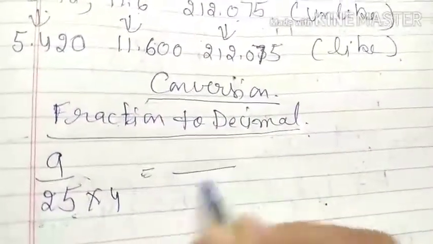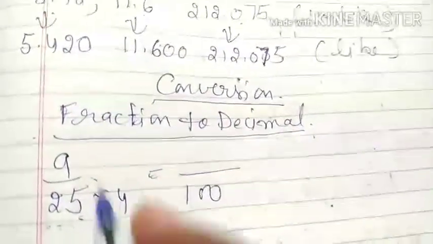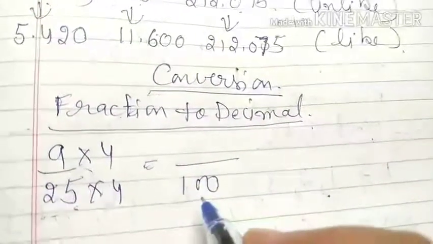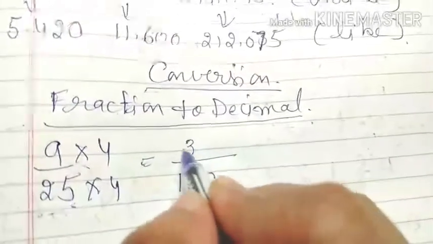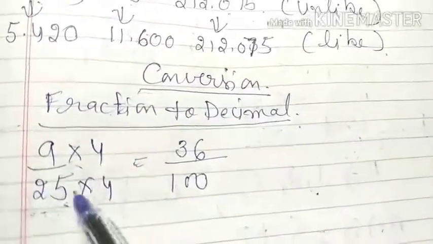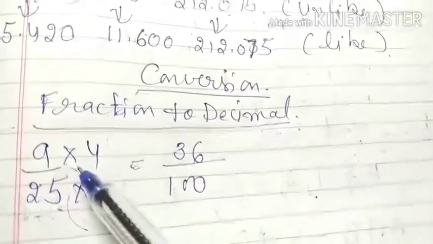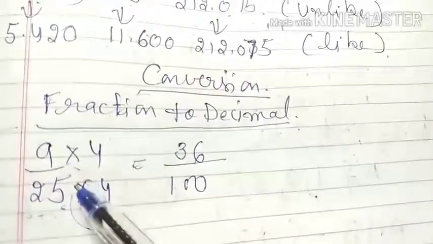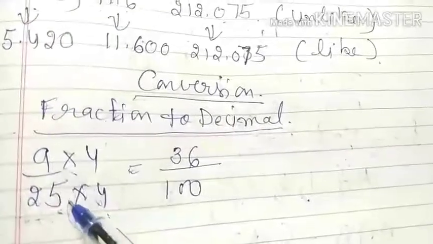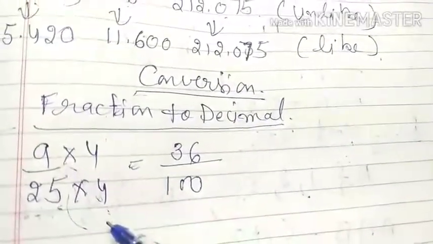So that gives me a denominator of 100. But if I multiply the denominator by any number, the numerator also should be multiplied by that same number. That is, 9 into 4 gives me 36. Multiply both numerator and denominator by that number. I repeat again, find a number which can be multiplied by the denominator of the fraction to make it a multiple of 10. Then multiply both numerator and denominator by that number.